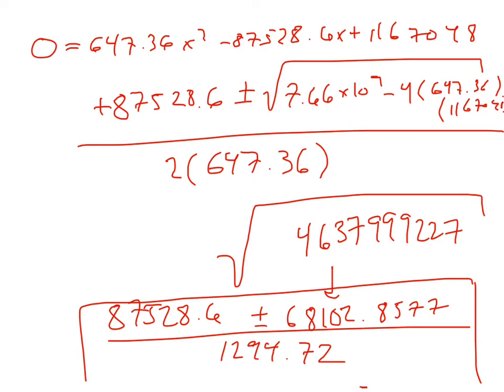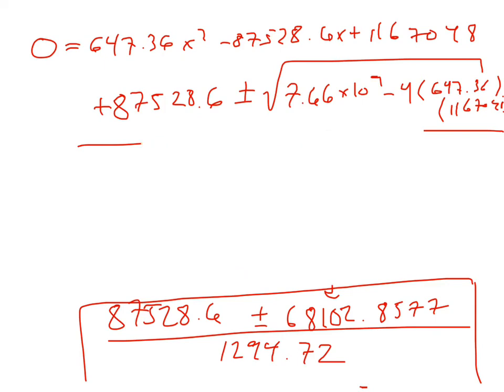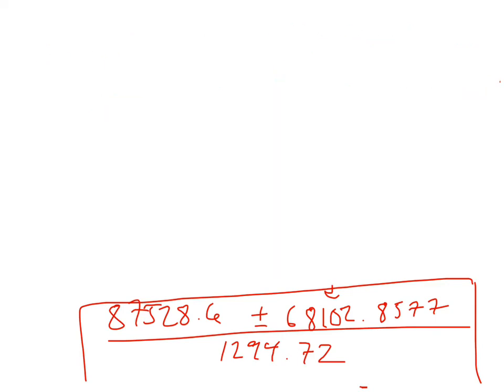So how do we know which one it is? Well, we can just start plugging in. I'm going to go ahead and erase some of this. I'm going to do the positive root. I'm going to add this to this and then divide by that. 87,528.6 plus 68,102.8577 divided by 1294.72. One of our roots is 120.204. Okay, and let's try the negative root. Let's try this minus that.